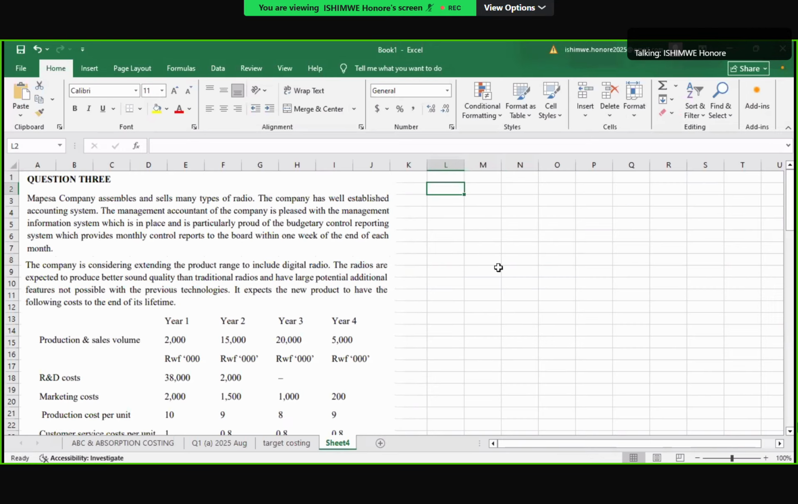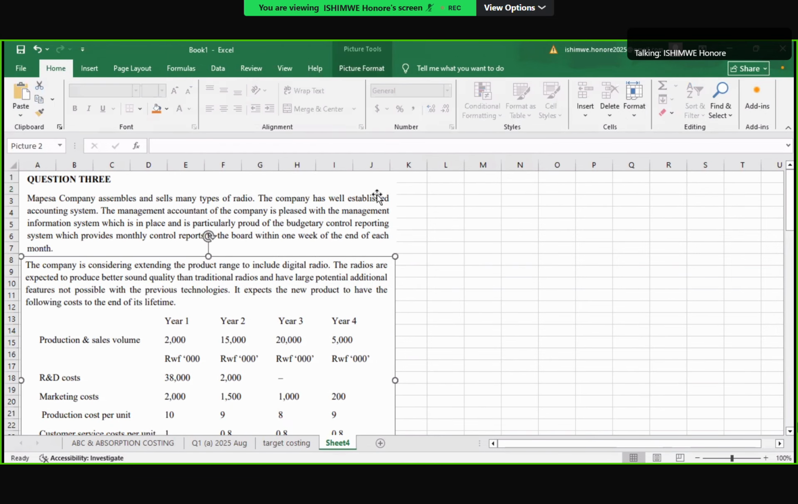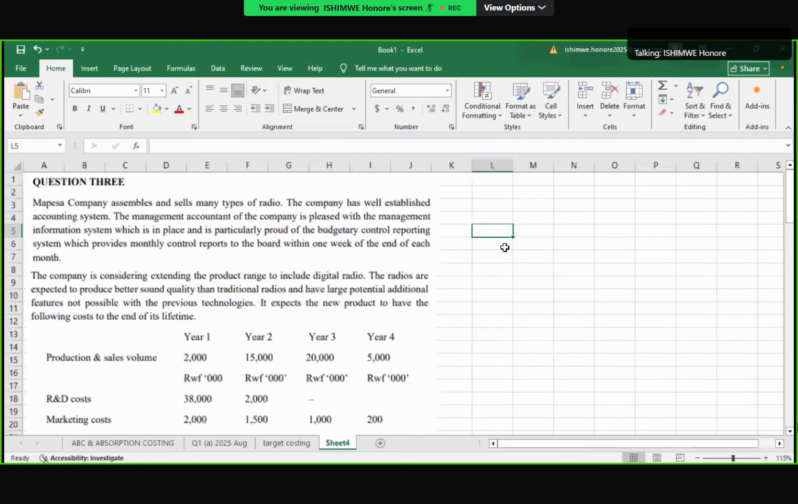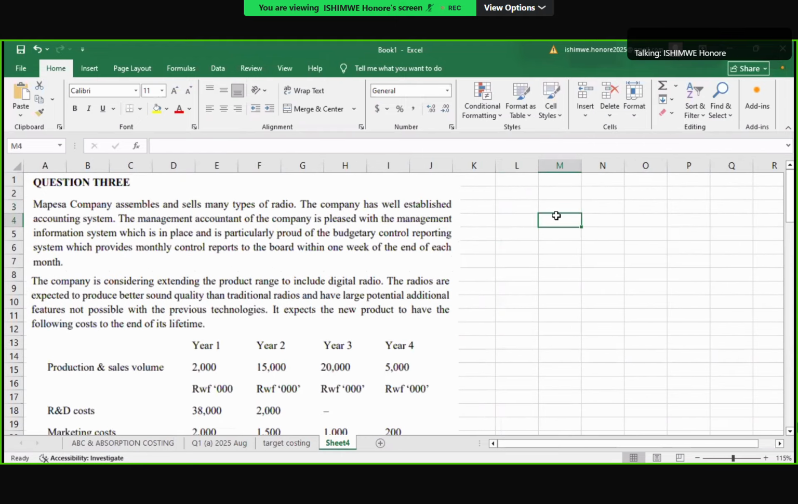All right. I hope you can see my Excel file. Can you see it? Can you confirm that you can see my screen? So we are going to work on this. Please say, yeah.